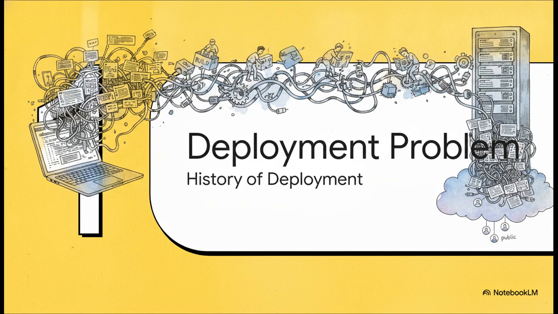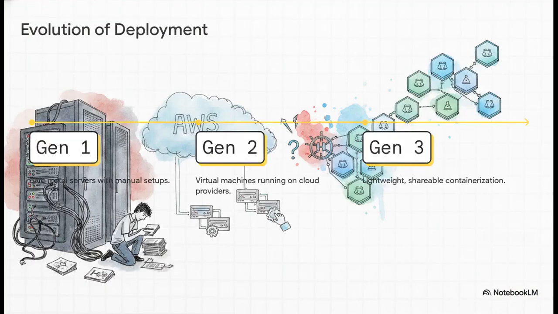All right, Section 1, the deployment problem. Getting code from your laptop onto a public server has historically been just a massive headache. Think back to the early Gen 1 days. You literally had to buy a physical bare metal server, plug it into a wall, and manually install every single thing. Then Gen 2 rolled around with the cloud, right?